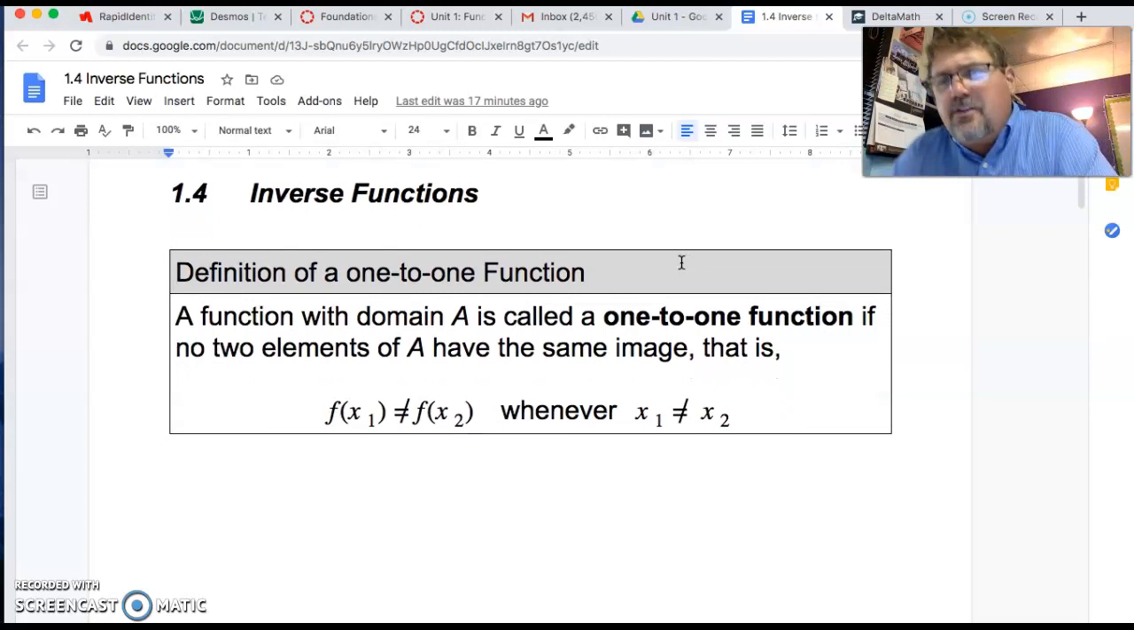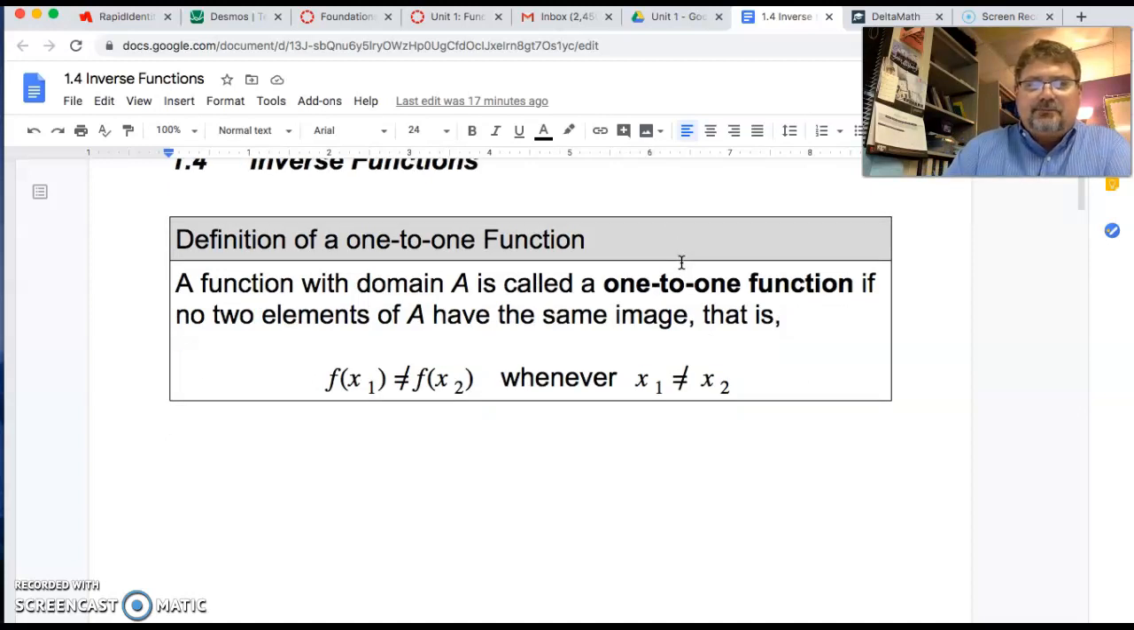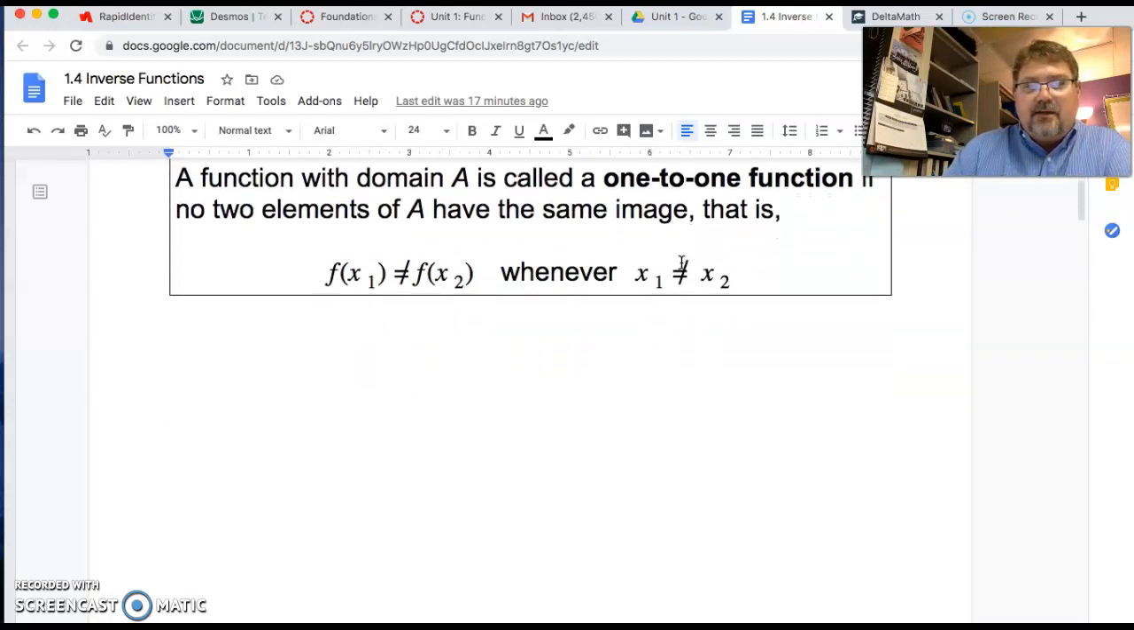Okay, so the very first thing that has to be true here for us to find an inverse function, and that's going to be our job in this section, is the function has to be one-to-one. All right. The definition of a one-to-one function. A function with a domain A is called one-to-one if no 2 elements of A have the same image. All right, so what that means is for any input that's different, you can't have the same output.